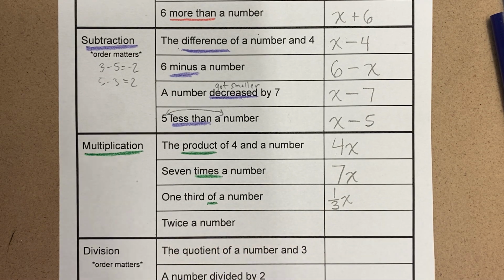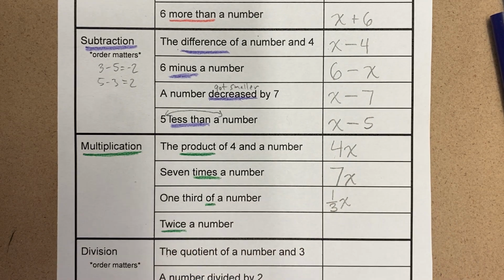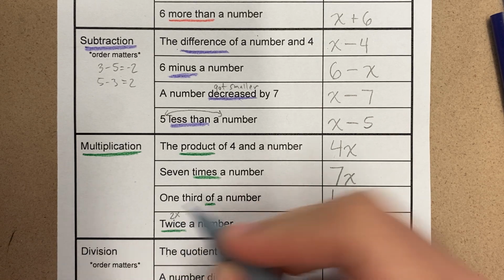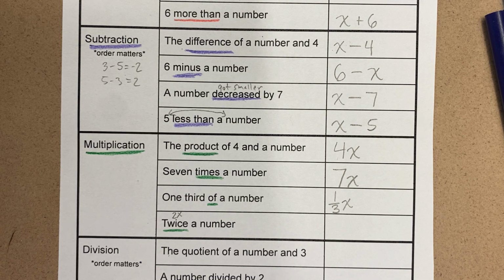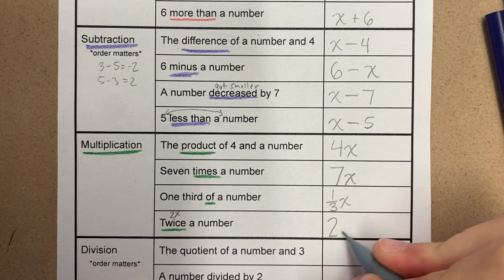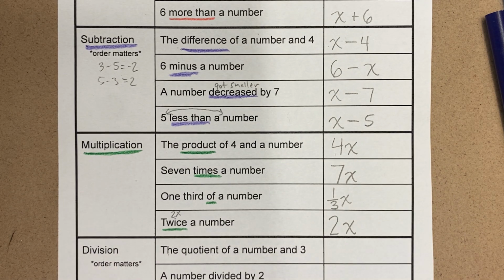And then twice a number. Twice specifically means 2 times. So 2 times anything. If I say, what's twice 5? Well, 5 times 2 is 10, so you would say, oh, it's 10. Twice a number would just be 2 times whatever mystery number. And again, order doesn't matter here.